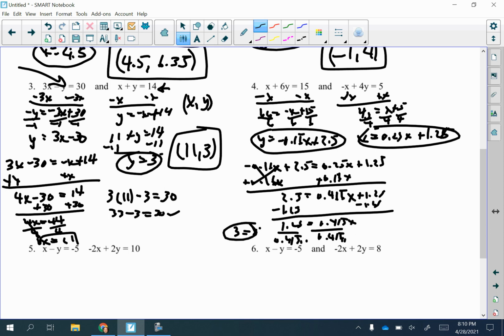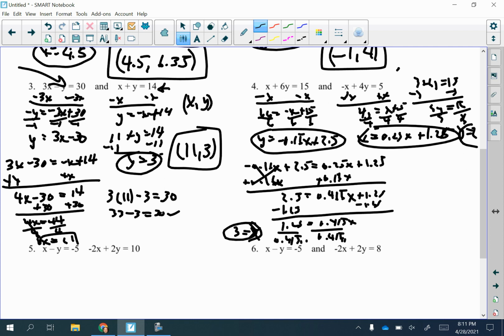So there's half. Oops, lost my spot there. There's half of my intersection point. So let's go up and plug it into one of these equations. Okay. Let's plug it into the first one. So I'm going to replace this with a 3. Let's go up here. 3 plus 6y equals 15. And when I subtract 3 from both sides, I get 6y equals 12. And when I divide by 6, 12 divided by 6 is y equals 2.